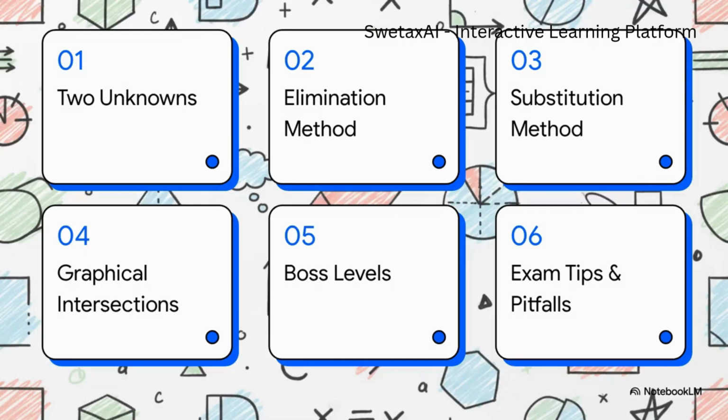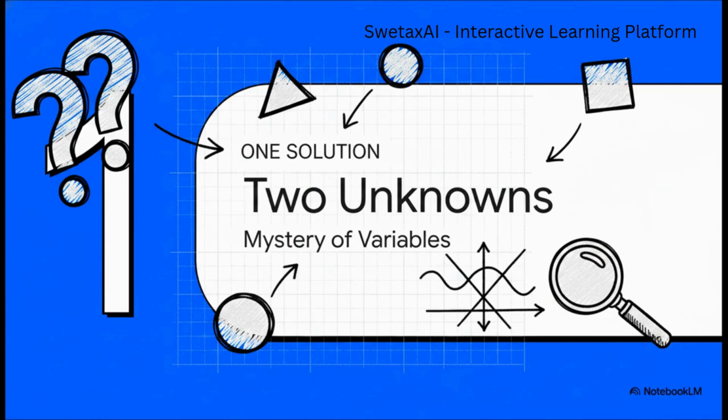So here's our game plan for this explainer. First, two unknowns, one solution. Then, the elimination method, followed by the substitution method and graphical intersections. Finally, we'll tackle the boss levels of fractions and word problems, and we'll wrap the whole thing up with exam tips and pitfalls. All right, kicking things off with Section 1, two unknowns, one solution, or as I like to call it, the mystery of variables.